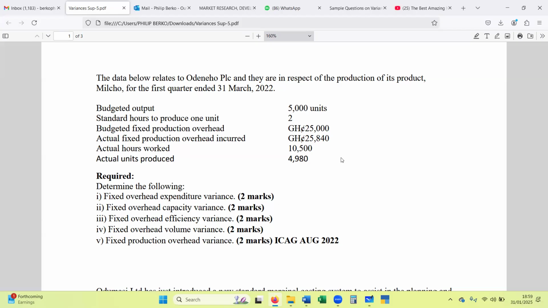4,980. Required. Determine the following. I. Fixed overhead expenditure variance. II. Fixed overhead capacity variance. III. Fixed overhead efficiency variance. IV. Fixed overhead volume variance. V. Fixed production overhead variance. All right, so it's all about the fixed overheads. So let's quickly run through.